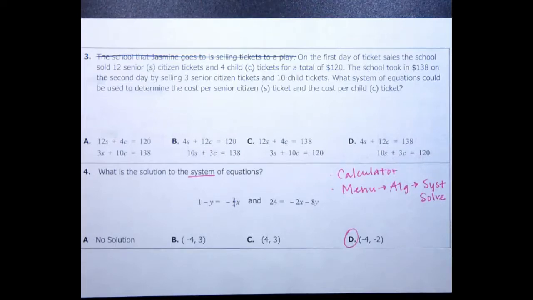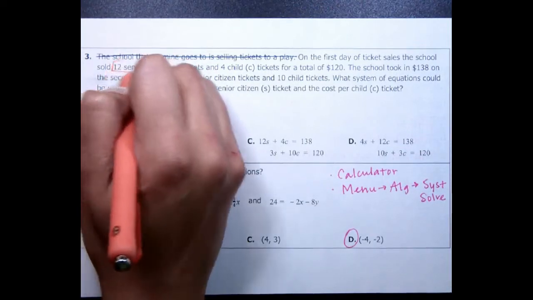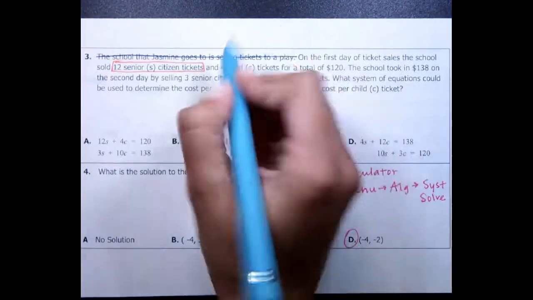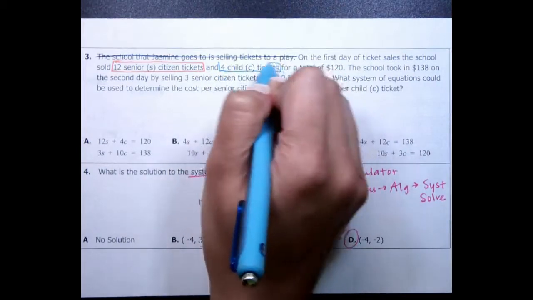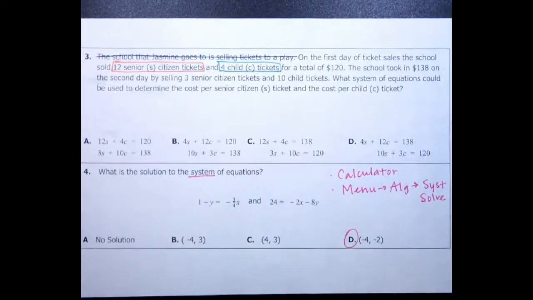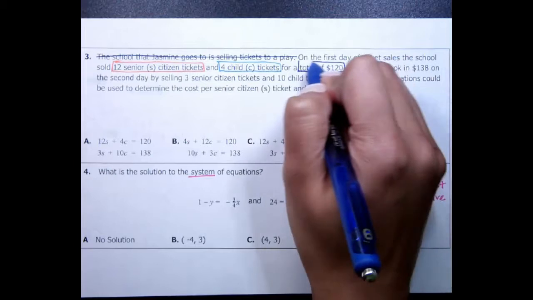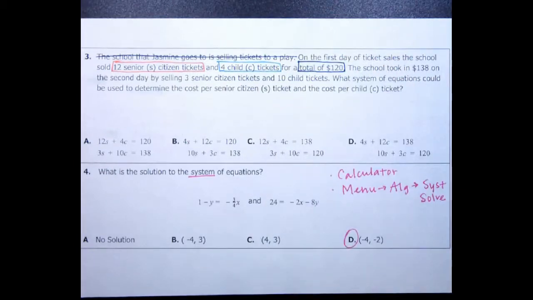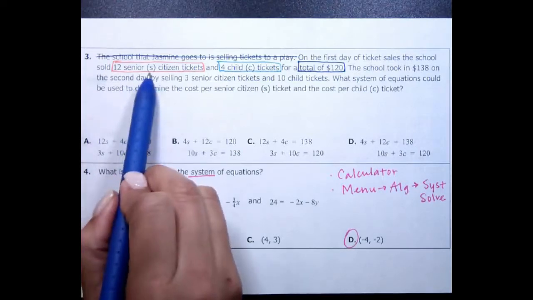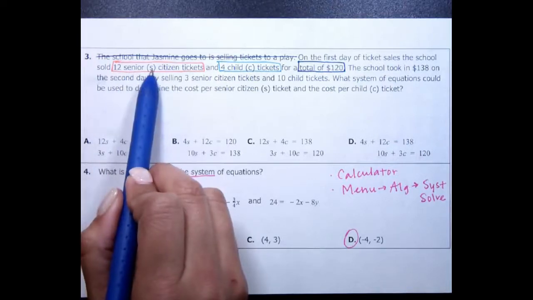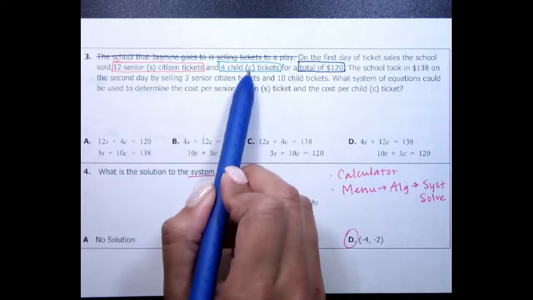On the first day of ticket sales, the school sold 12 senior citizen tickets and 4 child tickets, and they made a total of $120. Now that's some information that I can use to write an equation. Within the stuff that I boxed as well, they told me what variable to use for what type of ticket. So senior citizen tickets, I'm going to use the variable S. Child tickets, I'm going to use C.